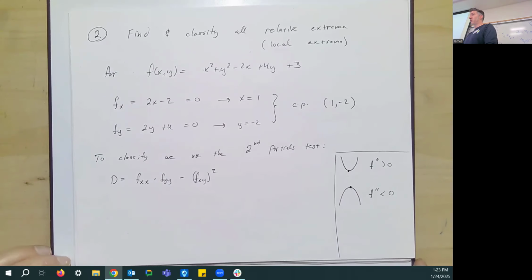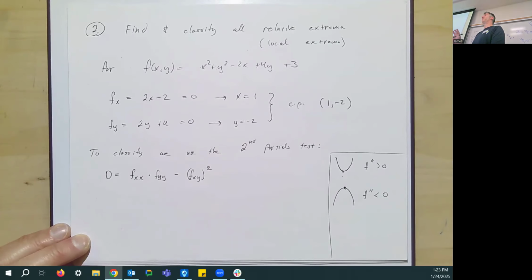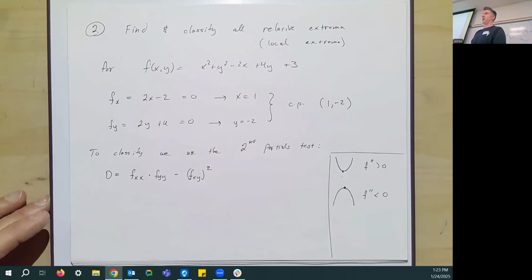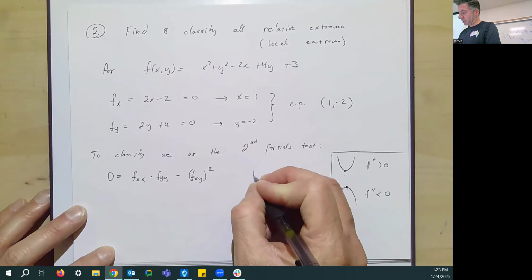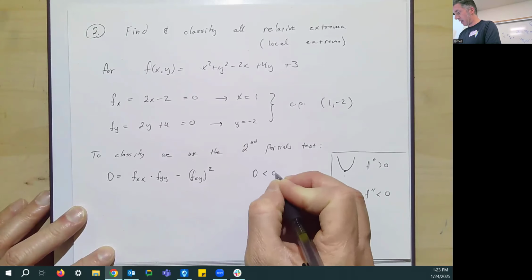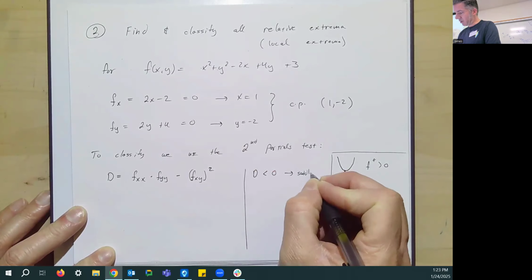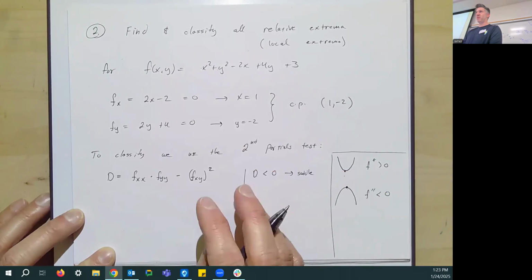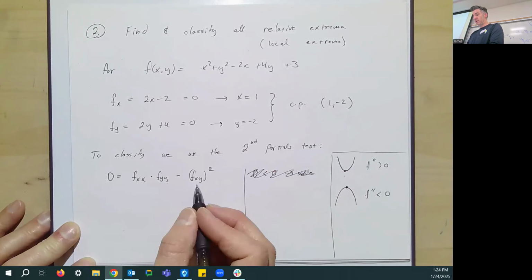So here's how this test is going to work. We're going to find D, and then one of technically 4 things is going to happen. Really, the 3 are the ones that matter. So if your D is negative, that's going to mean you're going to have a saddle. You know what? Let me actually write this down later so that there's a little more space. Let's just do this one, and I'll write it down in a minute. So we're going to calculate D here.